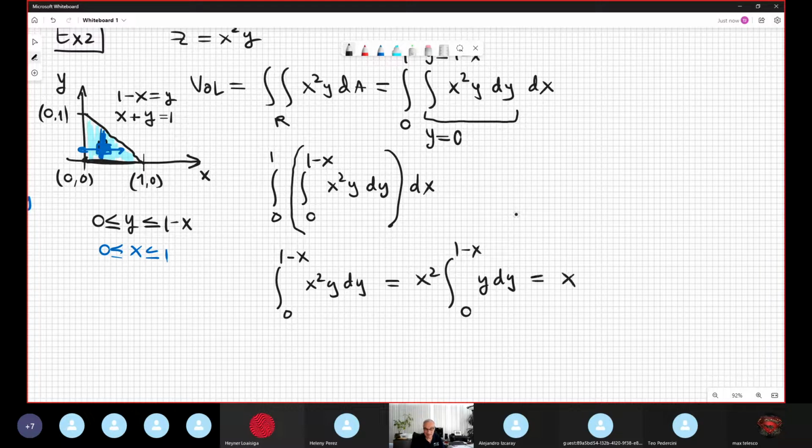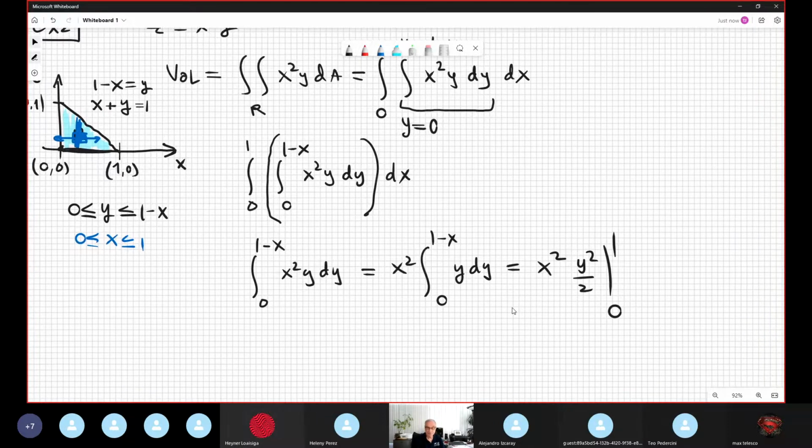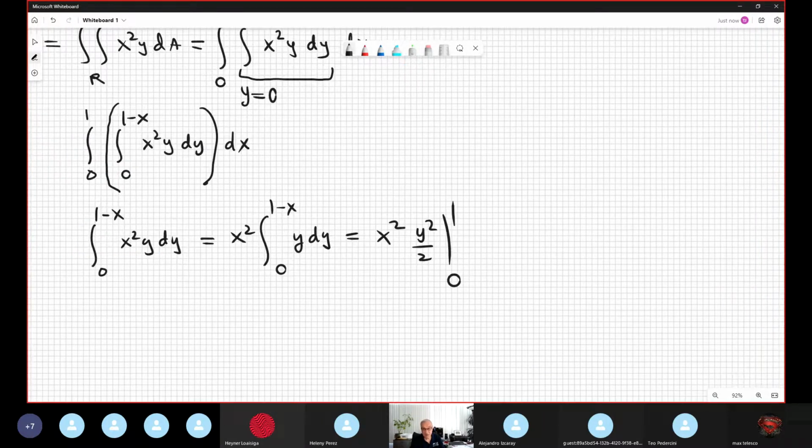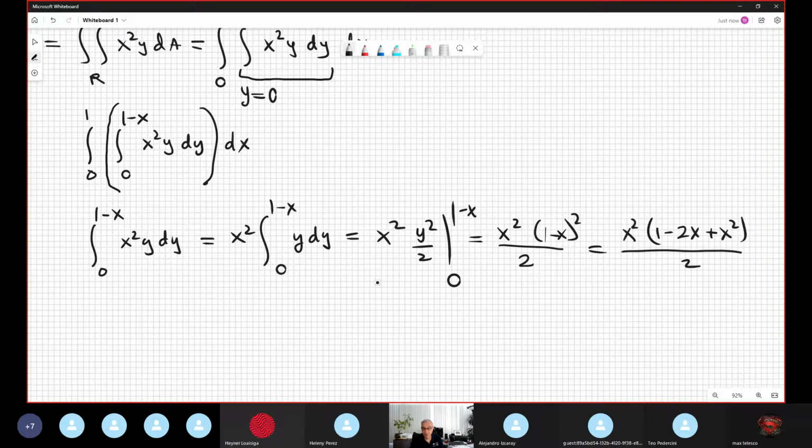Because the antiderivative of this is y squared over 2, evaluating between 0 and 1 minus x. Okay, cool, right? And you evaluate. This is x squared multiplication, 0 and 1 minus x. Sorry, this is the limit because it's a variable. So it's x squared divided by 2, times 1 minus x squared. Everyone follow me? Okay, now you expand a little bit. It's algebra, too much algebra. 1 minus 2x plus x squared, by 2.